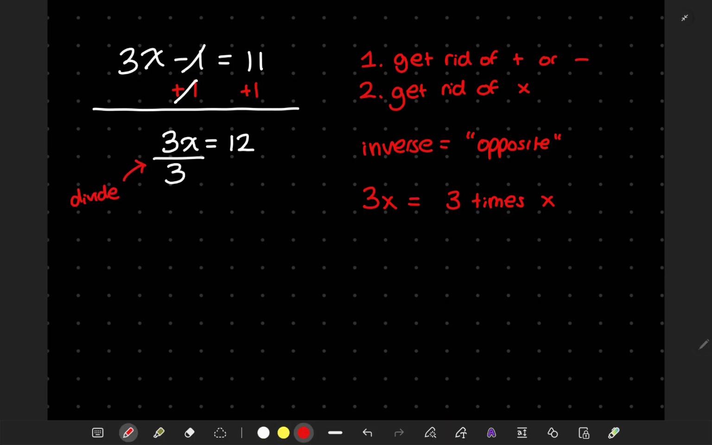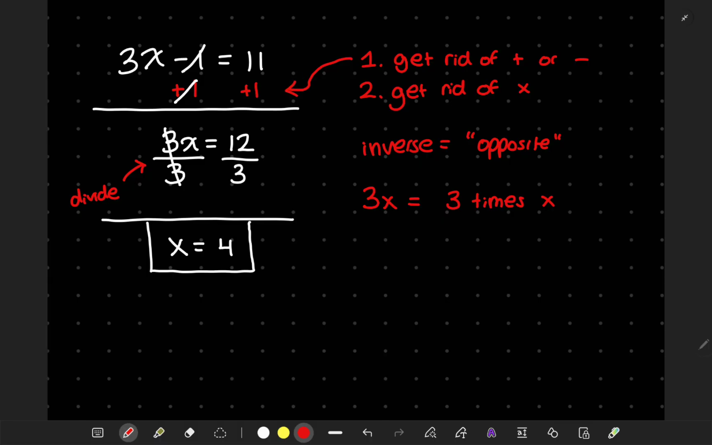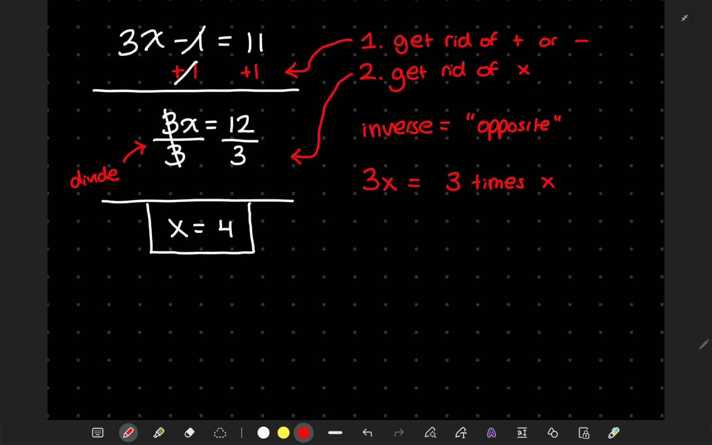So if I do it to one side, I have to also do it to the other side. So I'm going to divide by 3, which luckily gives me that the 3's cancel out, and I get 12 divided by 3, which is 4. So notice that that's the two steps. If I had to map it out, this is the first step. I got rid of the subtraction, and then later I got rid of the multiplication. Let's try another example to see how we can do that.